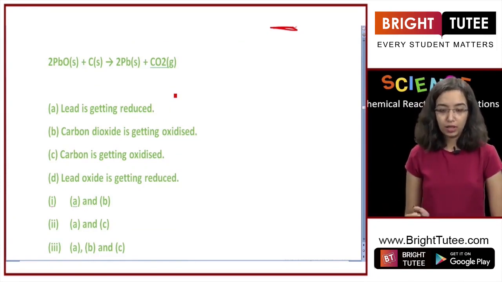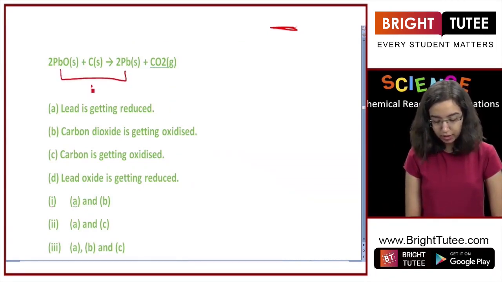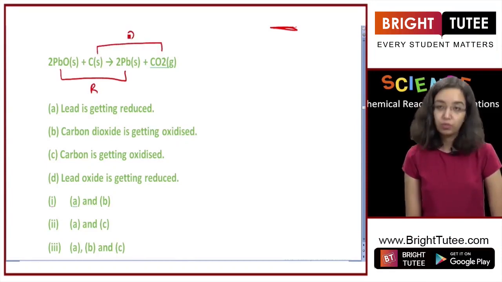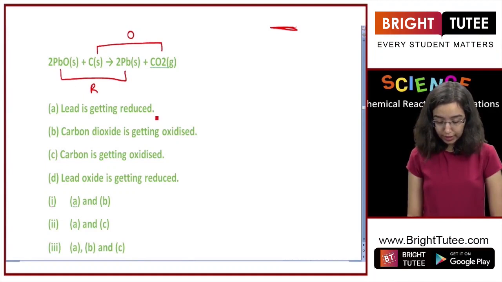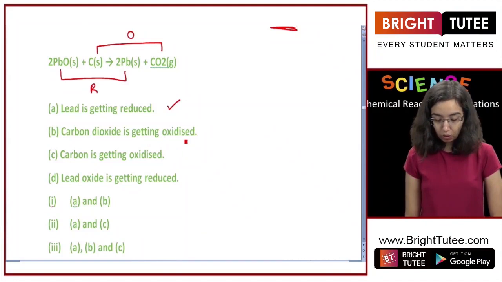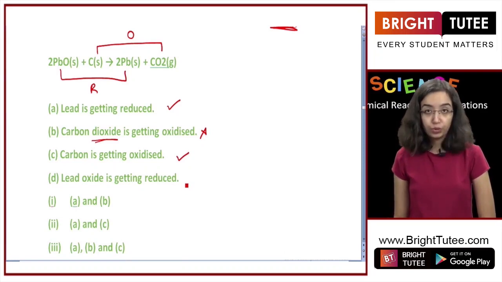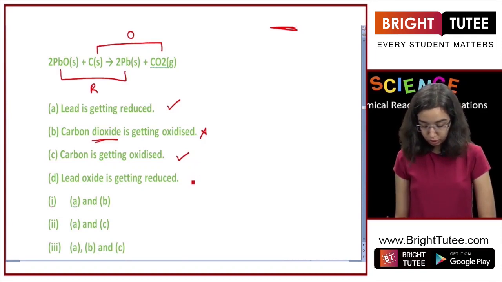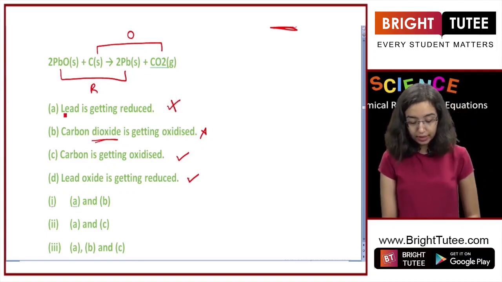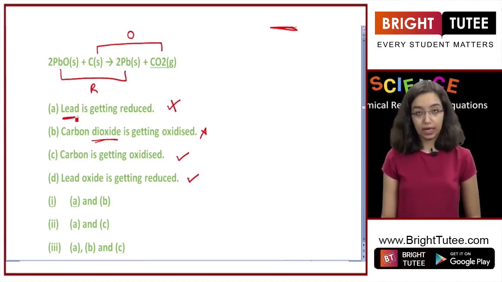So let's first do it for our own selves. What is the reduction and oxidation happening here? We know that this is a reduction. And we know this is an oxidation process happening, right? So is lead getting reduced? Yes, lead is getting reduced. Carbon dioxide is getting oxidized. Carbon dioxide is not getting oxidized, carbon is getting oxidized. Carbon is getting oxidized, true. Lead oxide is getting reduced. So if you see here, lead oxide is in fact getting reduced. So this is also a correct answer. This would be incorrect because lead is not getting reduced, lead oxide was getting reduced.